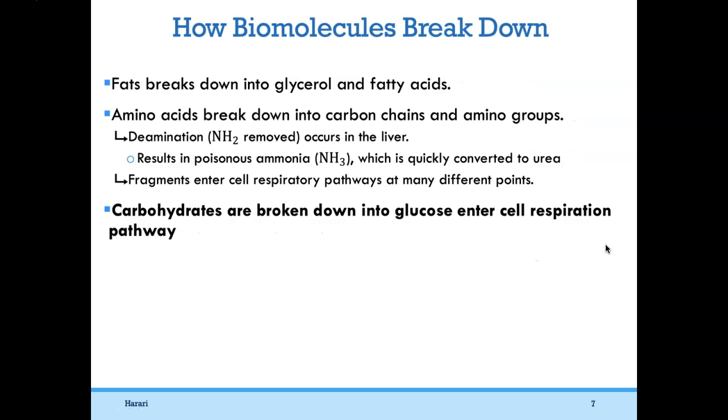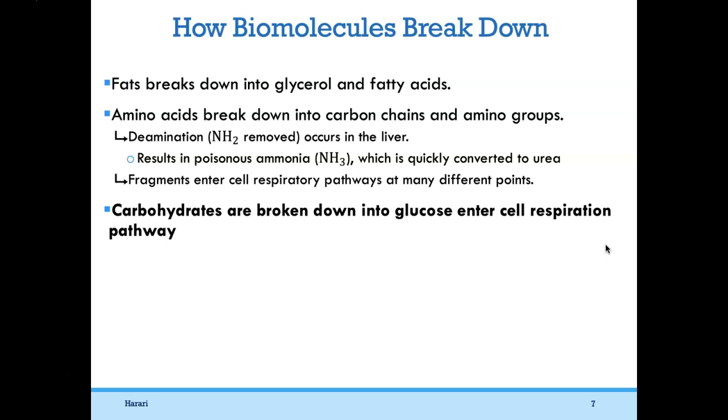Specifically, fats break down into glycerol and fatty acids, and parts of those molecules can enter cell respiration. Amino acids get broken down into carbon chains and amino groups. The amino groups get removed and converted into urea by the liver, but the carbon part enters cell respiration and can be used to make ATP.